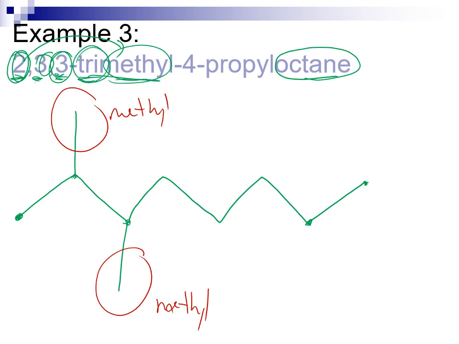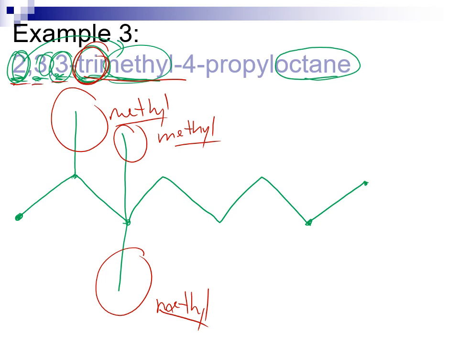There's 3 methyl branches, trimethyl, on 2, 3, and 3. So I'm going to draw another line here on carbon number 3, which is my third, that's another single carbon branch. So that's my third methyl branch. And this is why it's called trimethyl, because there's 3 methyl branches, and they're on 2, 3, and 3 of the parent.